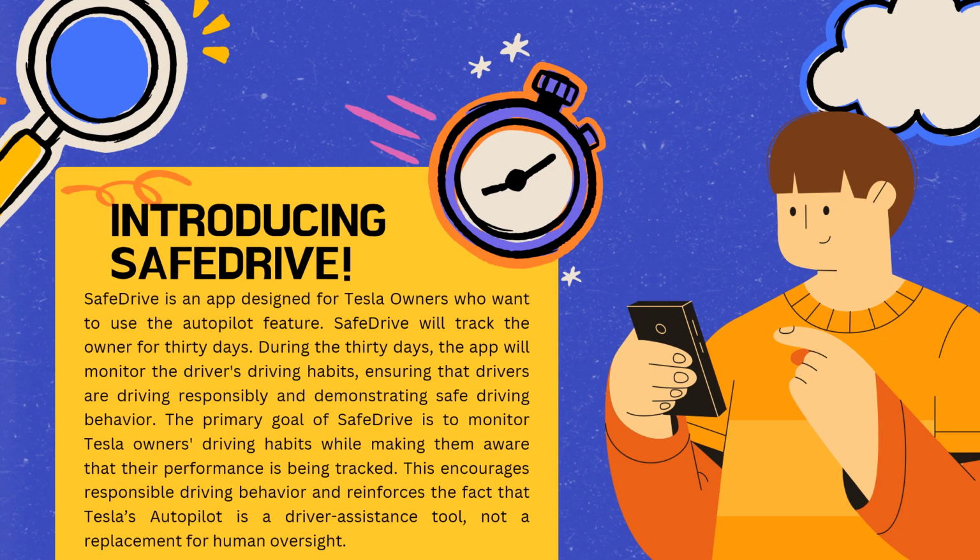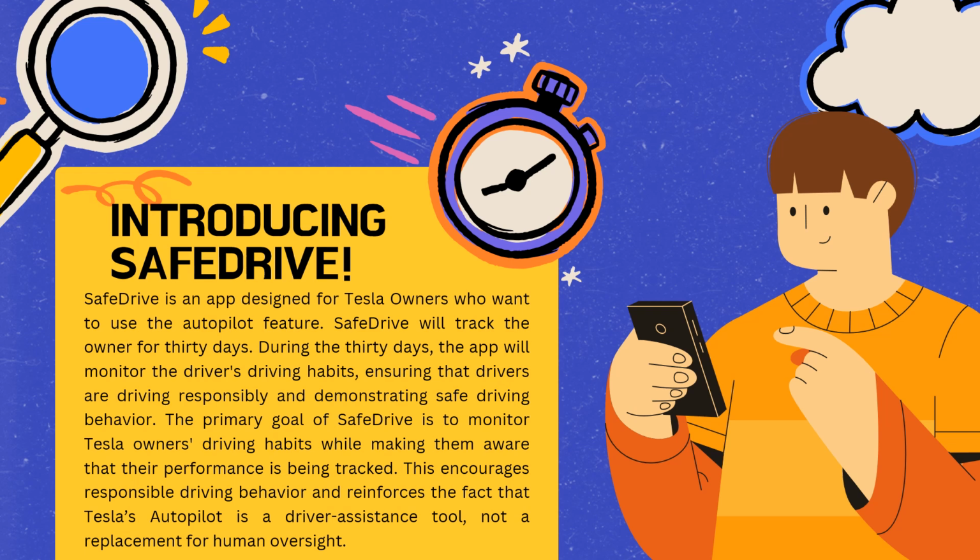Introducing SafeDrive. SafeDrive is an app created for Tesla owners who wish to use the autopilot feature. SafeDrive will track the owner for 30 days. Over the 30 days, the app will monitor the driver's driving habits, ensuring that drivers are driving responsibly and demonstrating safe driving behavior. Some driving habits that would be recorded are speeding, not yielding, frequent braking, or sudden stops detected.